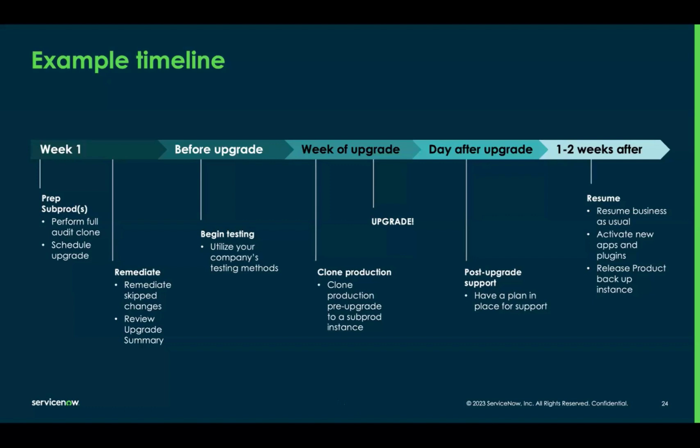Next, obviously, before the upgrade, we want to start doing our testing. This is very open-ended. Use your company's methodologies. You may be using something like ATF or some sort of outside automated testing, or you may be doing manual testing or some combination of. That's okay. It's really up to your company and your policies. So next, the week of the upgrade, again, if you can, clone production down to one of your sub-production instances, and then we actually complete our upgrade.